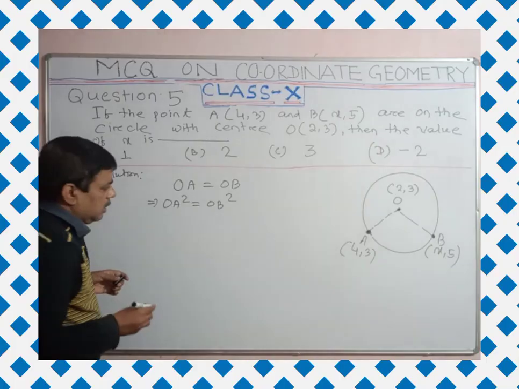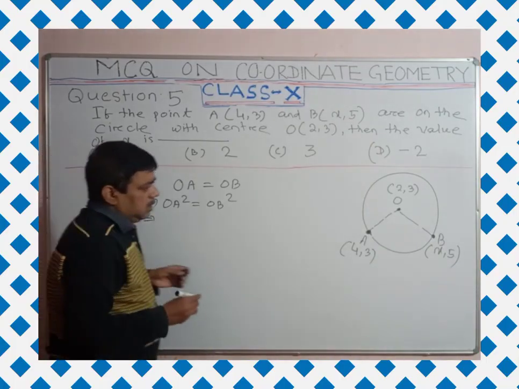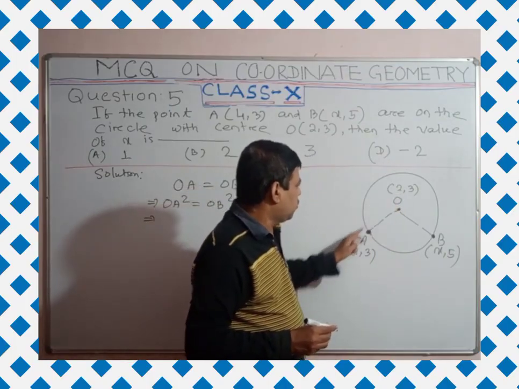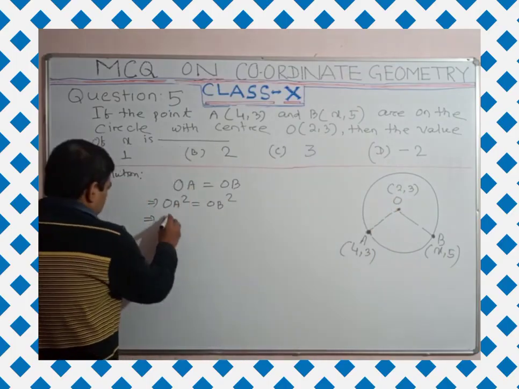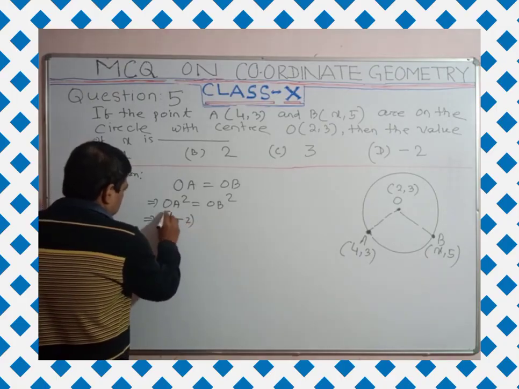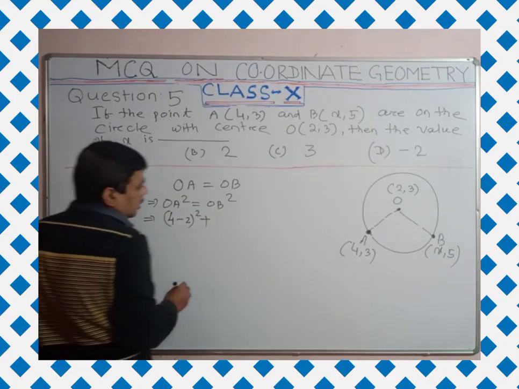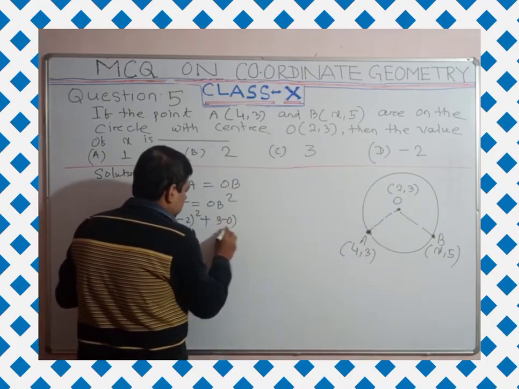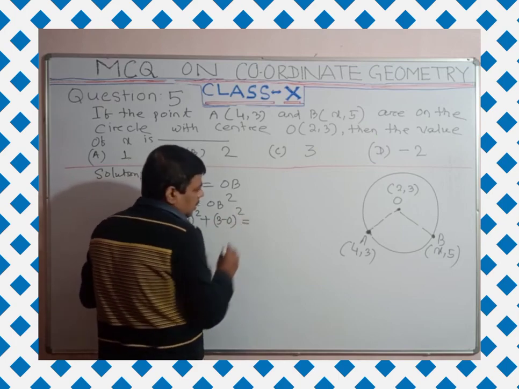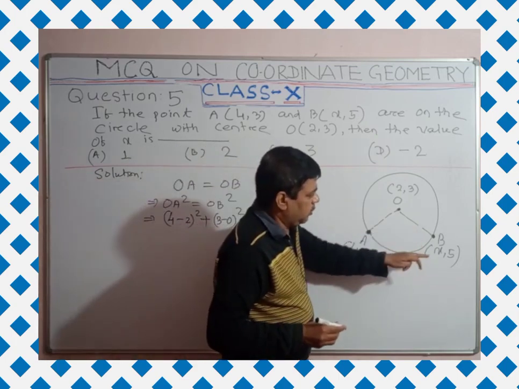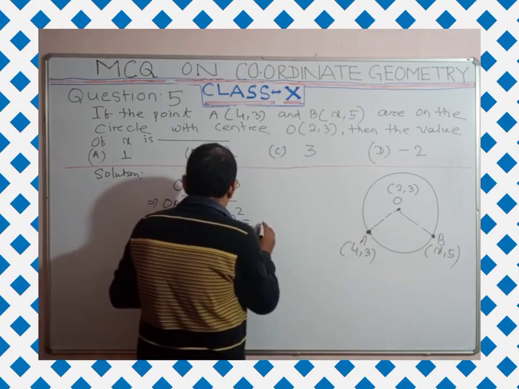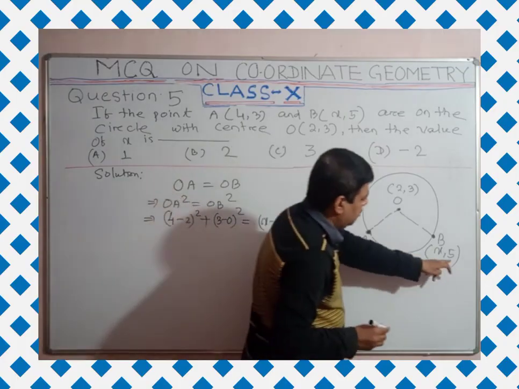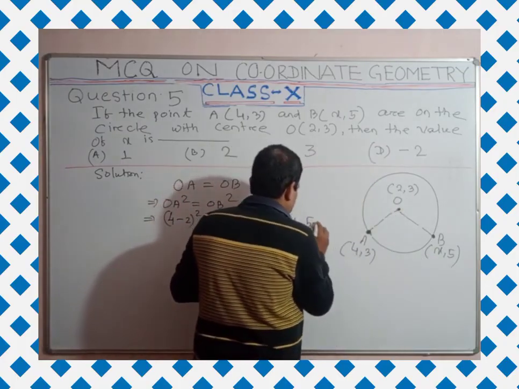Now OA square: if you take this as (x1, y1) and this as (x2, y2), it is (4 minus 2) whole square plus (3 minus 3) whole square. This is the distance AO square. Similarly, the distance OB square is (x minus 2) whole square plus (5 minus 3) whole square.